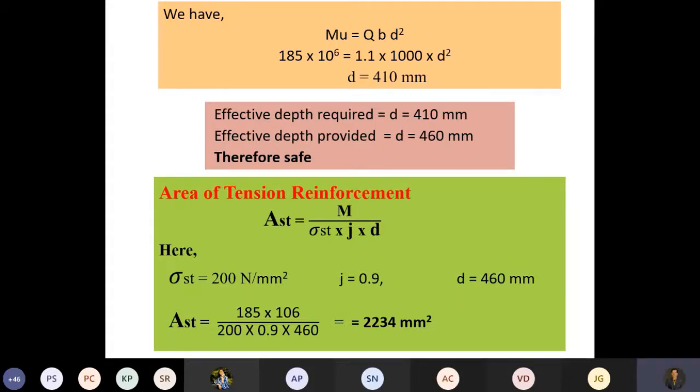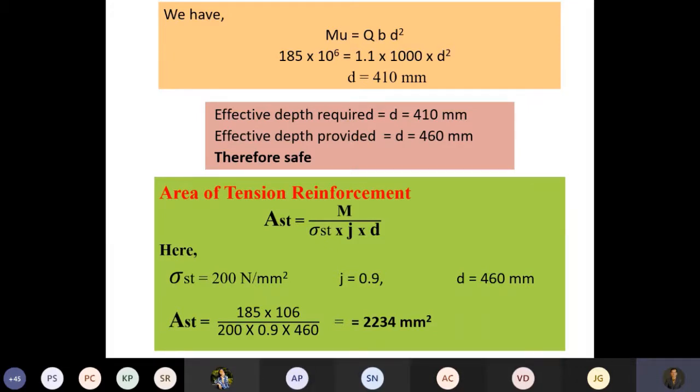Next, area of tension reinforcement. We have to calculate the area of reinforcement by this formula: AST is equal to M by sigma st into j into d. Here sigma st is 200, which is already given in the problem, or we have to assume it in the first step. J is 0.9, d is 460, and M is 185 kilonewton meter. From this you can calculate AST as 2234 mm square.